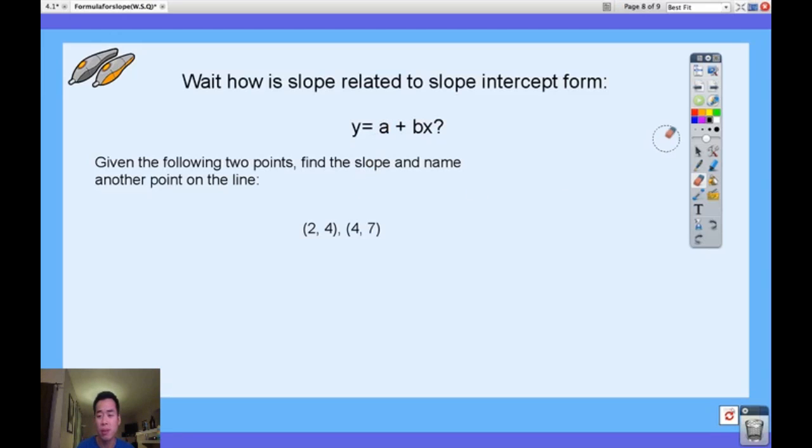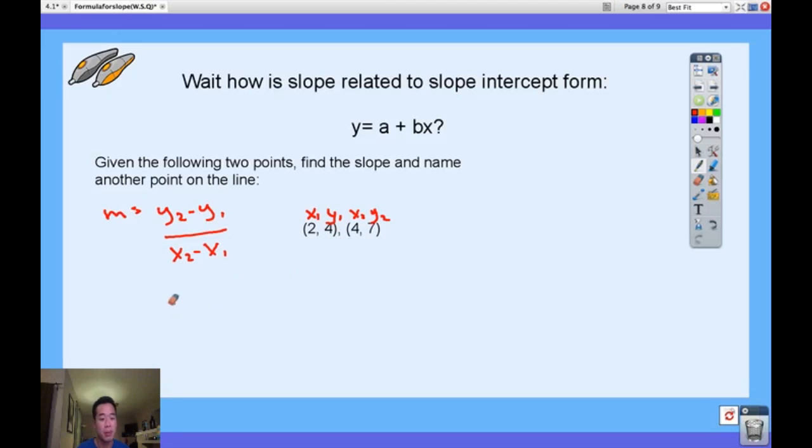So here's another example. Given the 2 points, find the slope and name another point on that line. This is a very common question. So first thing I need to do is find the slope. To find slope, you can use the slope formula. The slope formula, again, is m is equal to y sub 2 minus y sub 1 divided by x sub 2 minus x sub 1. When I'm given 2 points, the first thing I want to do is organize my information. So I'm going to go left to right. This is x1, y1, x2, y2. And then I just put it into the formula.